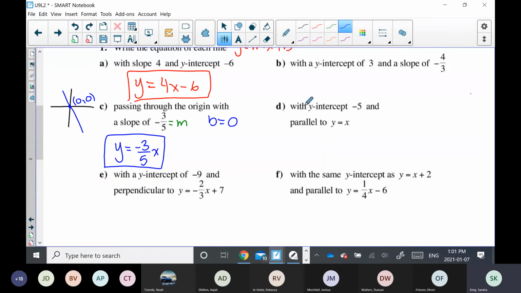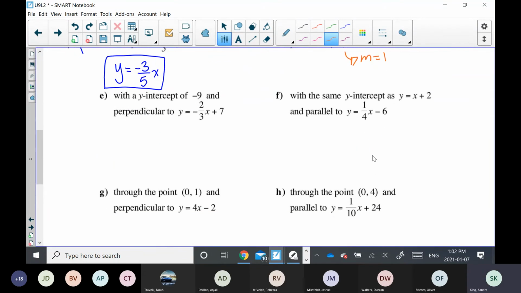For D, y-intercept of that, so there's our B value, parallel to this. So this line is y is equal to 1x plus 0, right? We don't need to put a plus 0, but the slope of this line is 1. So what's parallel to 1? 1. So you should be able to get D.